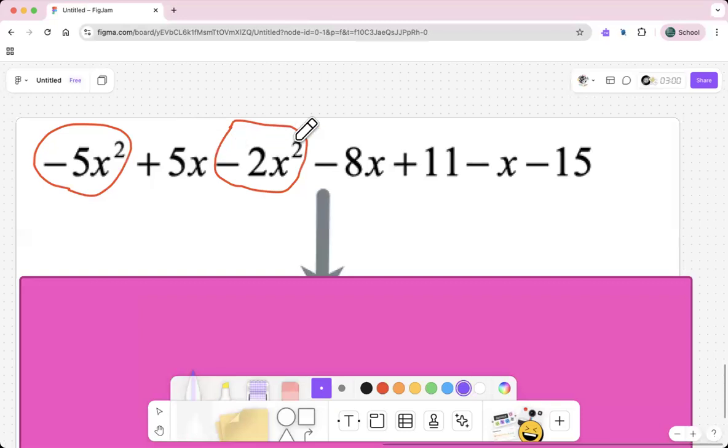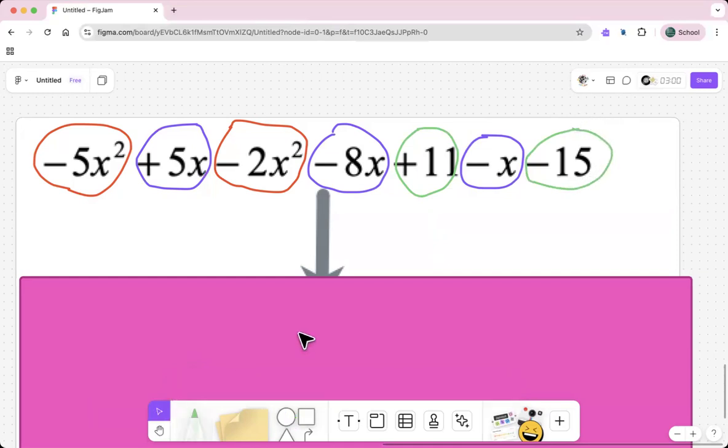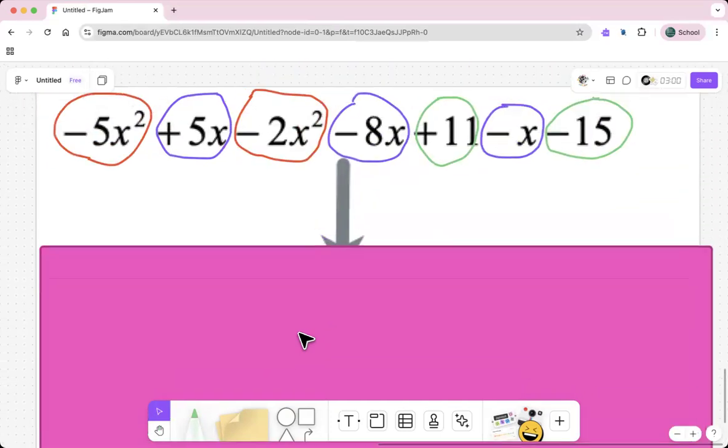And notice x to the power of 2 and x to the power of 1 are not the same thing. They are not like terms. So next in purple, I am circling all my x to the powers of 1s. The numbers in front of the terms, remember, are coefficients. They are not what we use to identify like terms. And finally, let's say in green, I'm going to circle all my constant numbers. So because I've used 3 different colors, that means I have 3 different types of terms, and that also means that my answer will have 3 terms as my final answer.